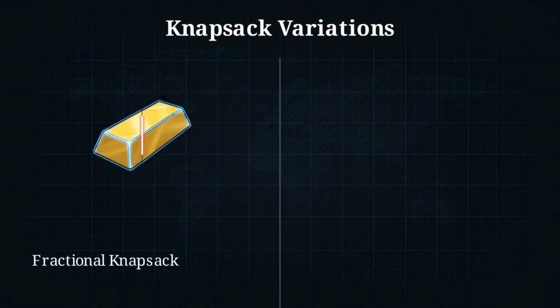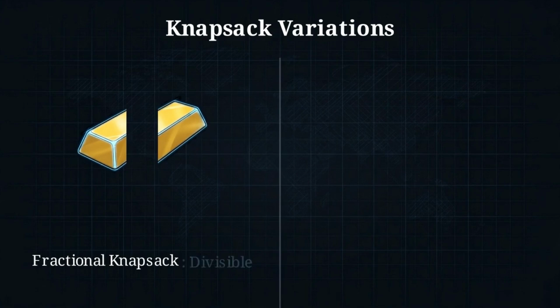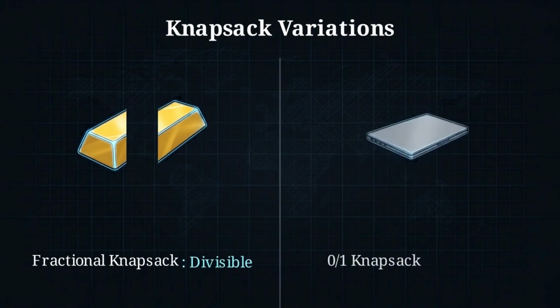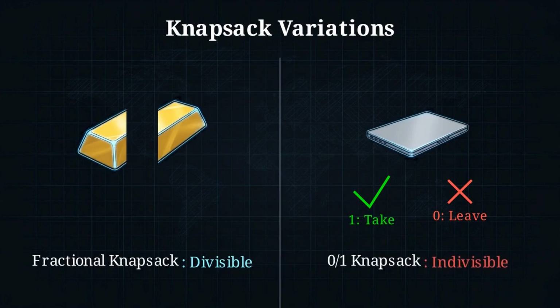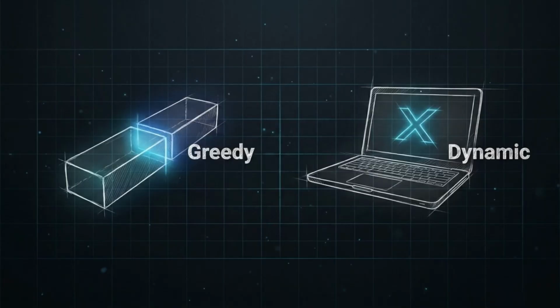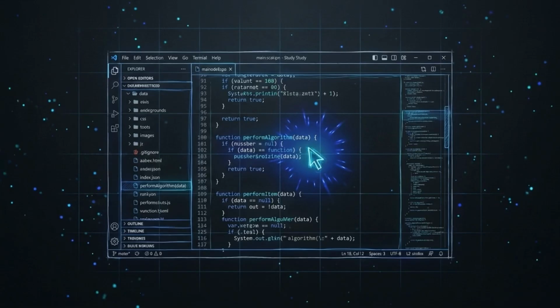Here we see a gold bar cleanly sliced in half by a laser. This is the fractional variation, where items can be divided. Contrast that with a laptop. You cannot pack half a laptop. It is an all-or-nothing choice, defining the 0-1 knapsack variation. That simple physical constraint, whether an item is divisible or indivisible, dictates exactly which algorithm is mathematically capable of calculating the right answer.